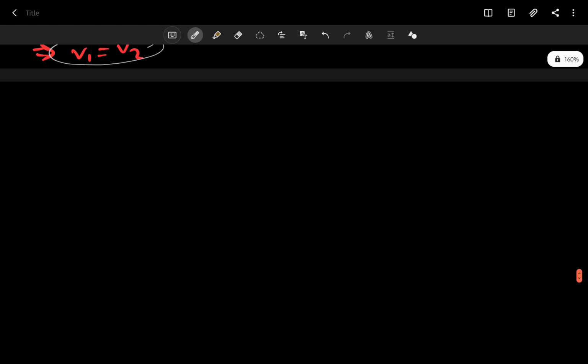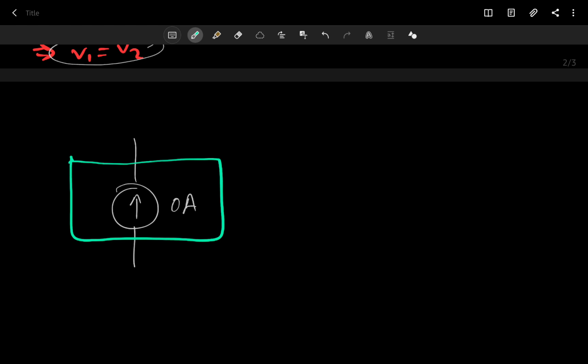Okay, there's one more similar to this. So what would a 0 ampere current source be equivalent to? Well, again, we have V1, V2 here with a current I, and the voltages this time don't matter. The equation will be I equals 0. And this is actually equivalent to just a broken piece of wire. So there is no connection between them, right?